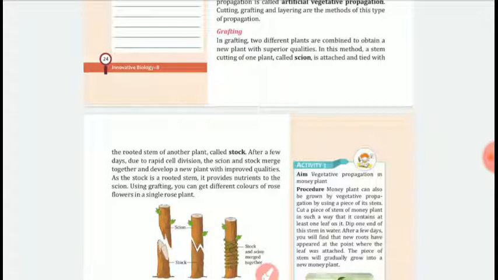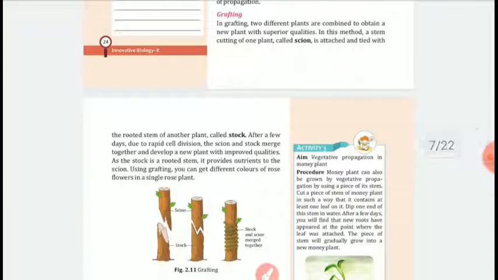Cutting, grafting, and layering are the methods of this type of propagation. Grafting. In grafting, two different plants are combined to obtain a new plant with superior quality.